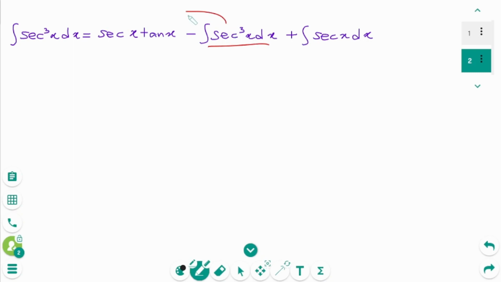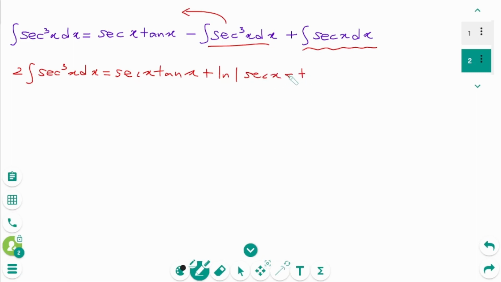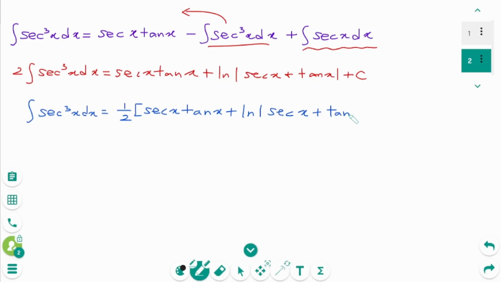Now move this one to the left, then 2 times the integral of secant cubed x dx equals secant x tangent x plus, that one is ln absolute value of secant x plus tangent x, plus c. Then divide by 2 on each side, the integral of secant cubed x dx equals 1 over 2 times secant x tangent x plus ln absolute value of secant x plus tangent x, plus c. This is the final answer.